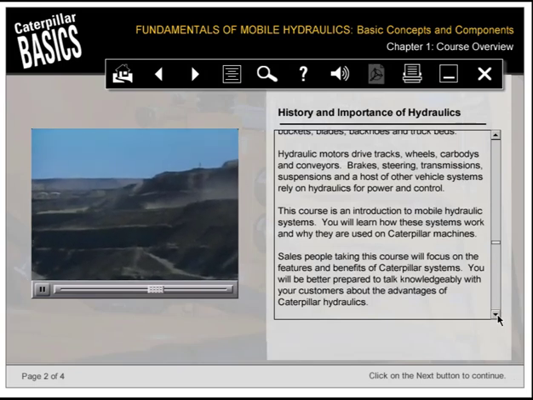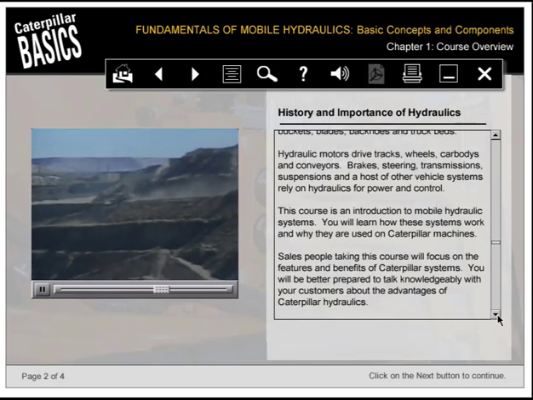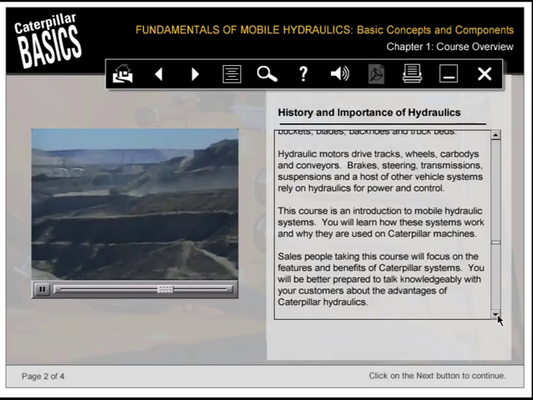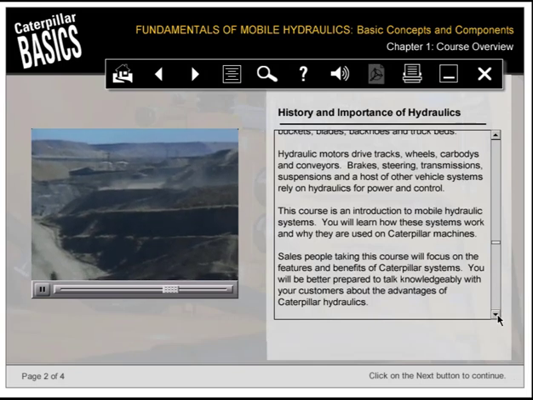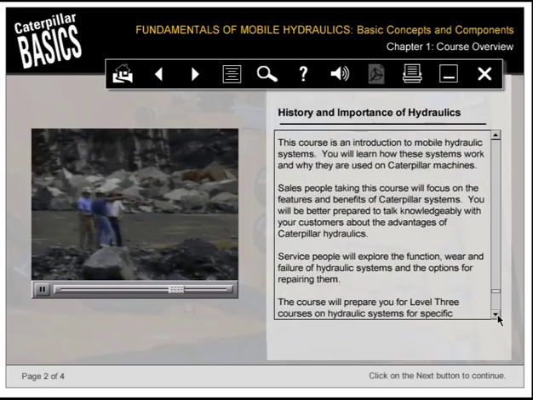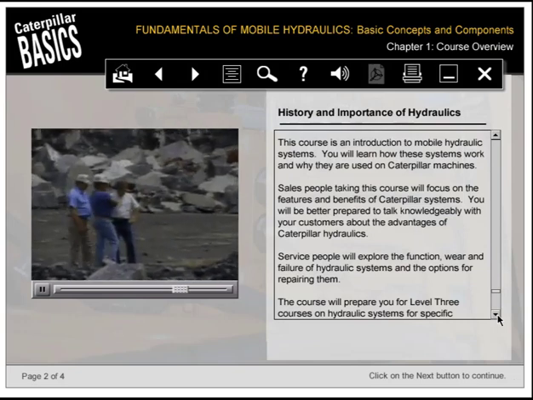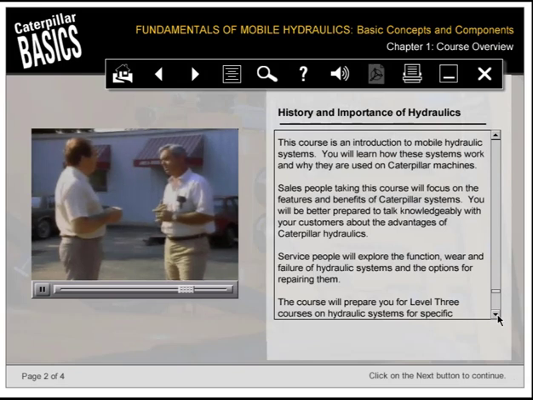This course is an introduction to mobile hydraulic systems. You will learn how these systems work and why they are used on Caterpillar machines. Salespeople taking this course will focus on the features and benefits of Caterpillar systems. You will be better prepared to talk knowledgeably with your customers about the advantages of Caterpillar hydraulics.